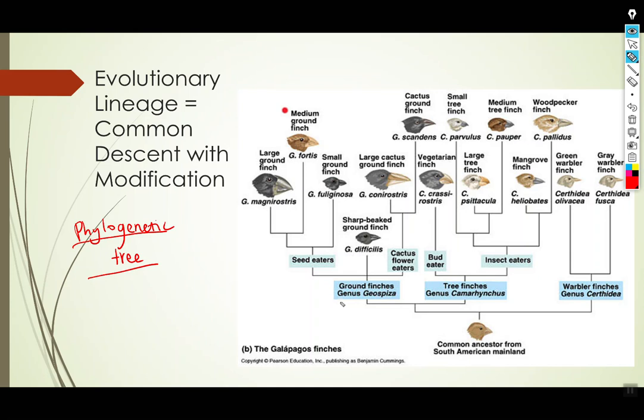So the ground finches are genus Geospiza. The tree finches are Camarhynchus. And the warbler finches are Certhidea.